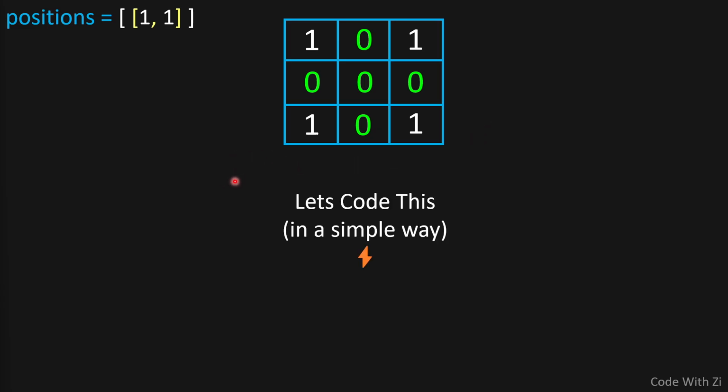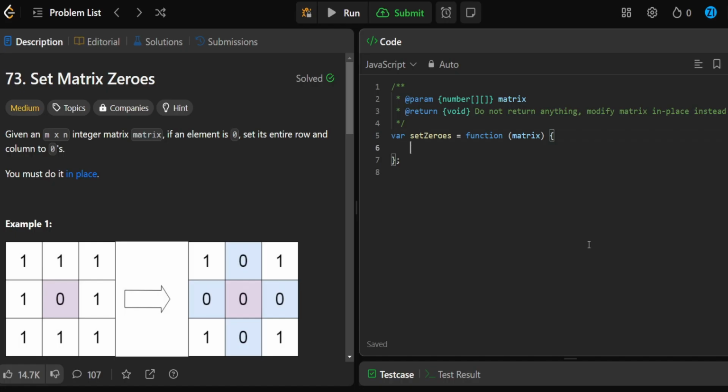Now let's jump into the code, and let's code this in the simplest way possible. Alrighty, so the first thing that we need to do is to find the position of the zeros that we're going to have.